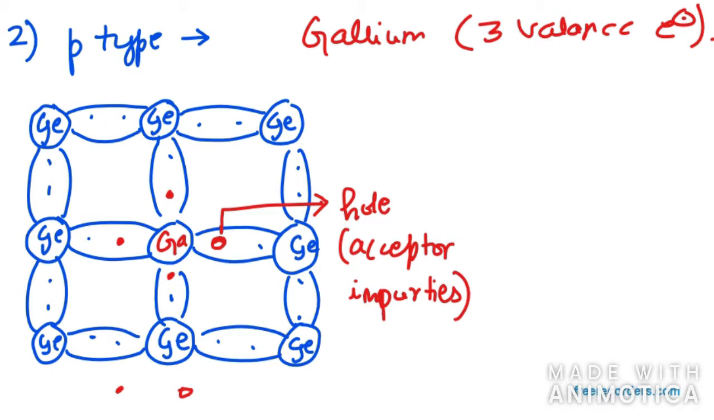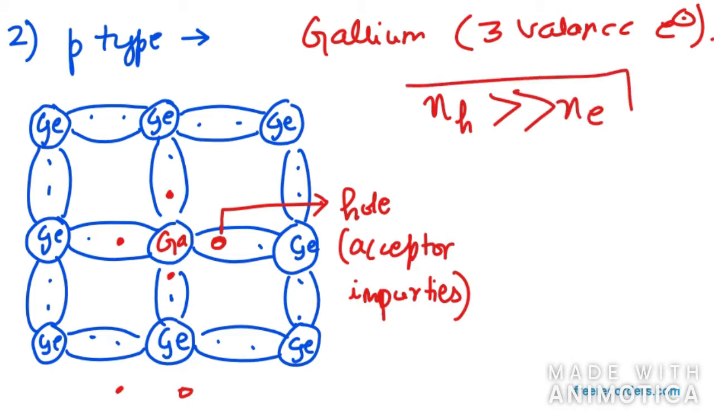Now, the next thing, the fourth bond here you can see is incomplete, being short of one electron. Now this missing electron is called a hole. Therefore, for each gallium added, one hole is created, and a small amount of gallium provides millions of holes. That means we have now NH greater than Ne. That means number of holes is greater than number of electrons in p-type semiconductor.